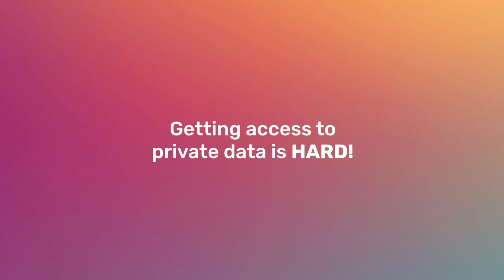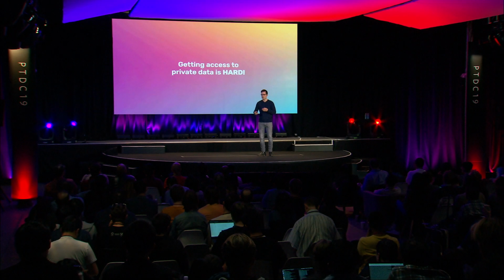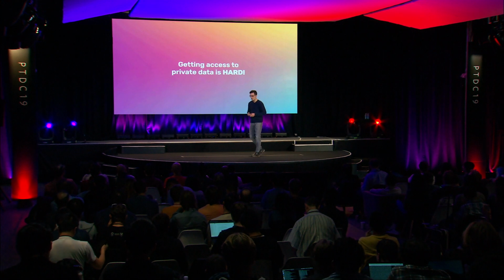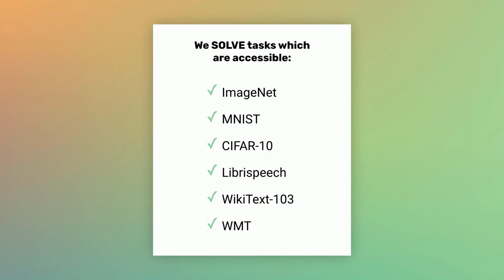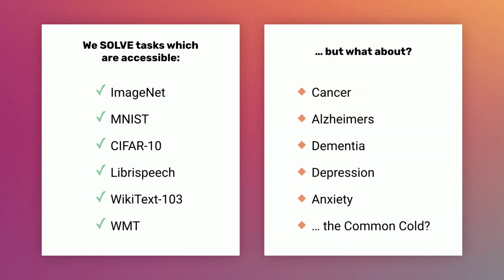Well, the big reason is that getting access to private data is really, really hard. There's a lot of friction involved in the process, so much that you basically have to dedicate a portion of your life just to getting access to one particular data set in order to be able to work with it. And as a result, we spend most of our time working on tasks like this, right? Tasks where the data is publicly available and easy to access. And we don't spend nearly as much time working on tasks like this.